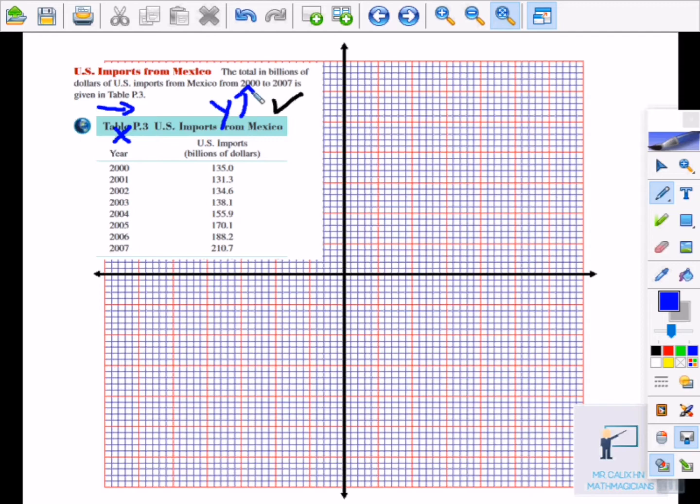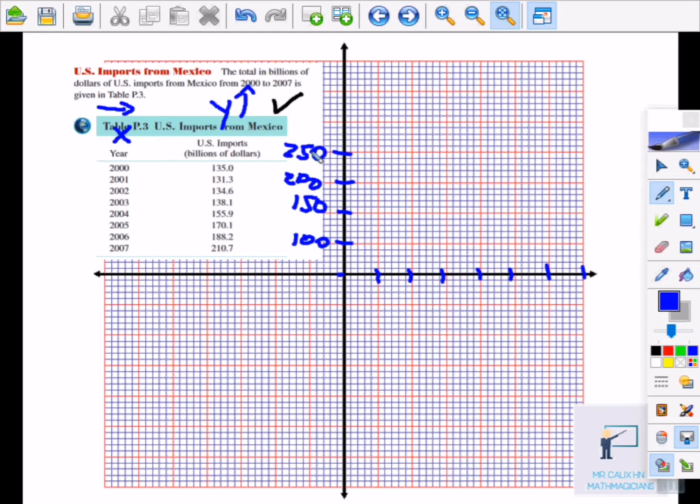We will start naming the years. The year 0, I'll name it as 2000. This will be the year 2001, 2002, 2003, 4, 5, 6, and 7. So we have our years. And the U.S. imports, we name them by 50s or by 100s, however you want to. This can be 100, 150, I'll name them here, 150, that means that this would be 200 and 250. That's all we need.